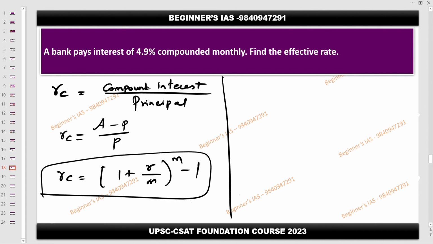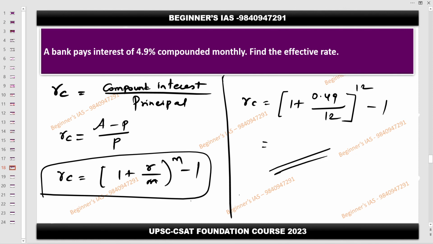Suppose the question is dealing with the month, you can go with this one, or else you can go with the previous one, the 1 by 12 mentioned earlier. So RC is equal to what? R by 12, right? So RC is equal to 1 plus, what is R here? 0.49. So 4.9% is nothing but 0.49. Then M is nothing but 12, right? Then here 12, then minus 1. Apply here to find out these things.